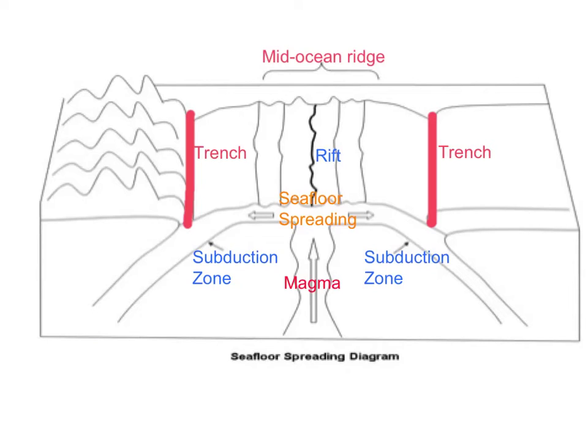And trenches are unique in the fact that they have the oldest rock at the very bottom of them. This is because, if you remember, the rift has the newest rock. And so, therefore, the rock that's the furthest away from the rift, which would be in the trench, is the oldest possible rock.